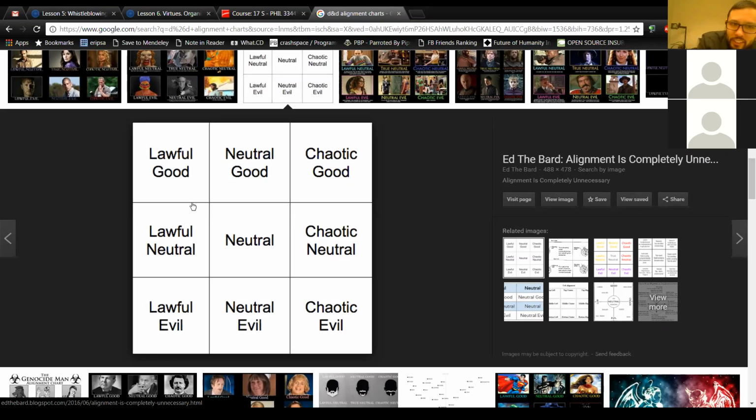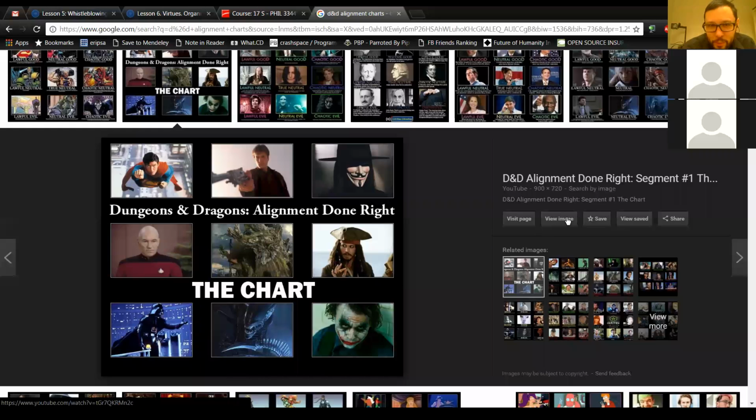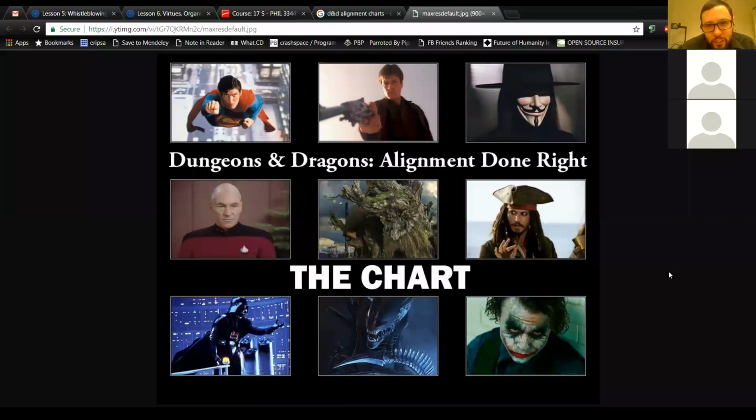So good, maximizing the good, do the good things, and then evil is do the bad things, and neutral's middle ground between the two. Right in the center of the D&D alignment chart is the true neutral, who has no particular alignment either way. This is a good version of the chart. It doesn't actually have the labels on them, right?